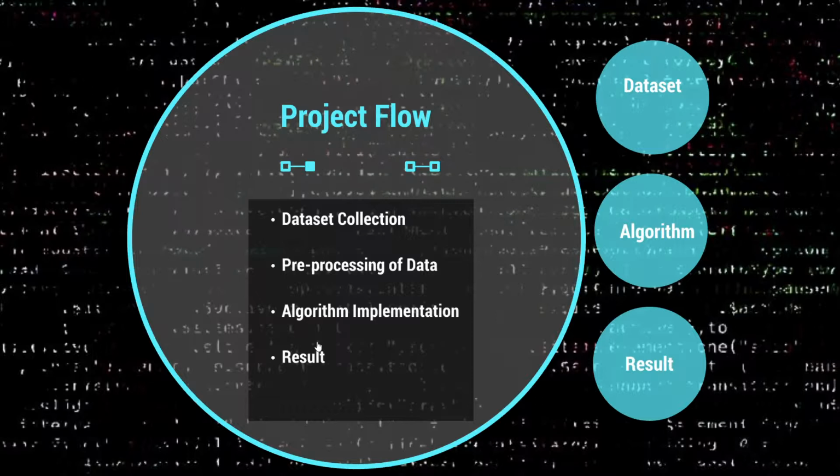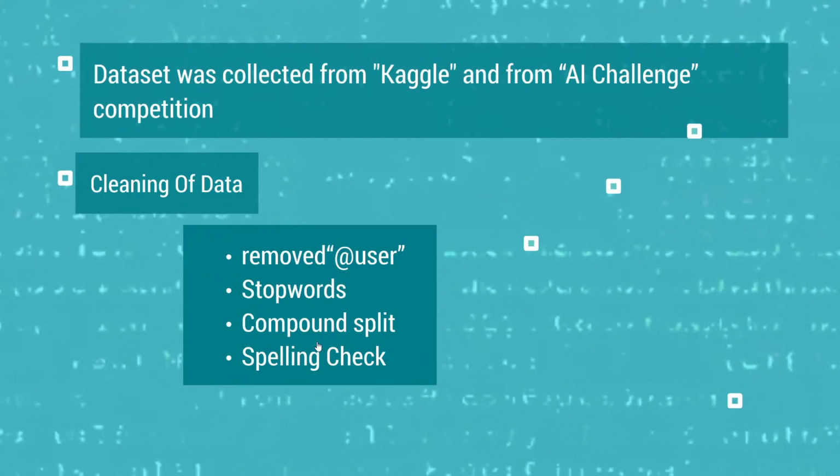First, I concentrated on my data set collection, and after that, I pre-processed the data and searched for different algorithms and decided which algorithm to work on for this data set and for this binary classification project. And finally, I analyzed how the results came out. So let's see the data set. I collected the Twitter data from Kaggle and from an AI Challenge competition. That was a competition posted on the web.